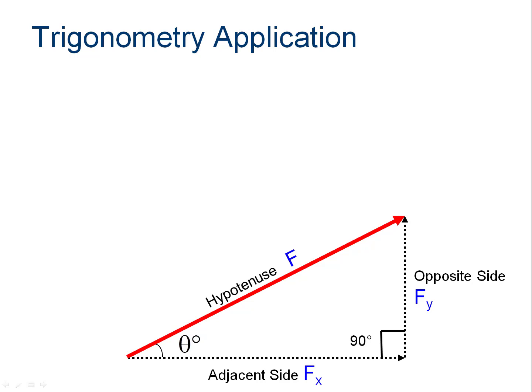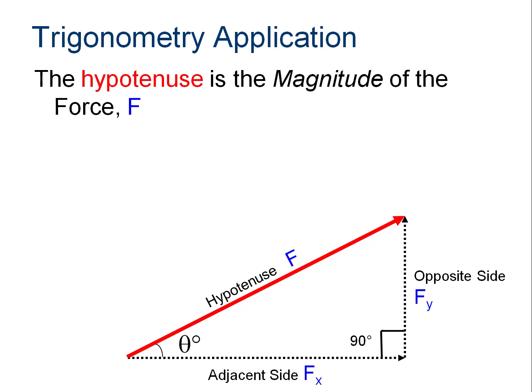So let's look at our trigonometry application here. If I have a hypotenuse of length F, I can break that into 2 component vectors. The adjacent side vector, F sub x, and the opposite side vector, F sub y. Now notice x and y are just that, x movement and y movement. They may or may not be the adjacent or opposite, depending on where you're measuring your angle from. So the hypotenuse is the magnitude of the force F.